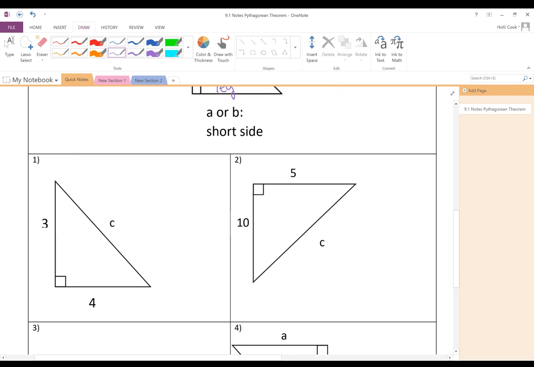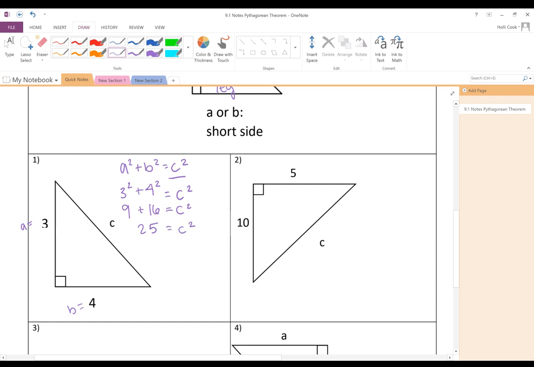We have this triangle with our legs being 3 and 4, and we don't know our hypotenuse, so that's the side we're solving for. So we use a squared plus b squared equals c squared, solving for c. We don't know what c is, but we do know a and b. Again, it doesn't matter if 3 is a or b, as long as 4 is the other one. So I'm just going to say 3 is a and b is 4. So we have 3 squared plus 4 squared equals c squared. 3 squared is 9 plus 4 squared, 16, equals c squared.